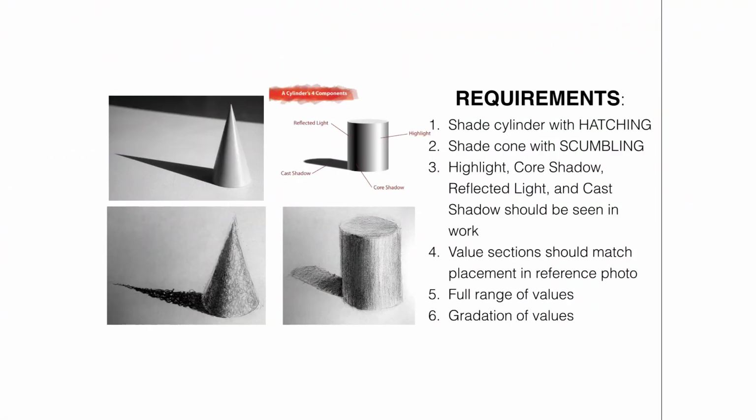So this is how you're going to be graded. 1, you need to shade the cylinder with hatching. 2, shade the cone with Scumbling. 3, in each of your shaded forms, I should see the highlight, core shadow, reflected light, and cast shadow. 4, your value sections should match the placement of the value sections in your reference photo. 5, there should be a full range of values, so I should see the darkest darks with the lightest lights. And 6, there should be a gradation of values, meaning there should be smooth transitions from dark to light grays.